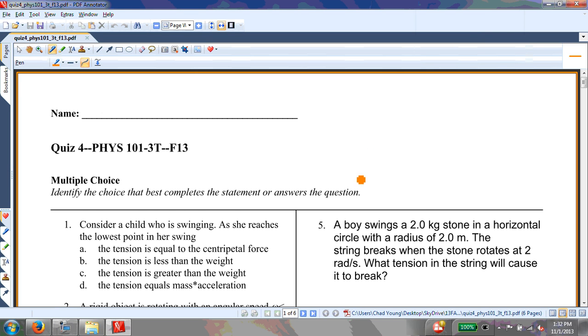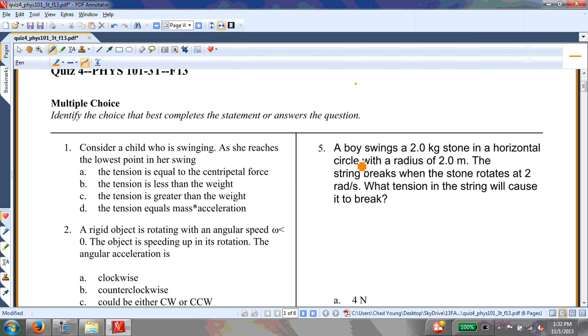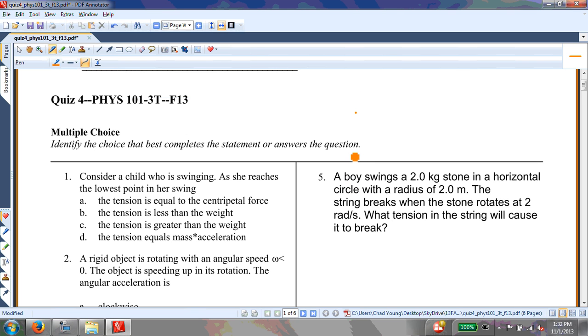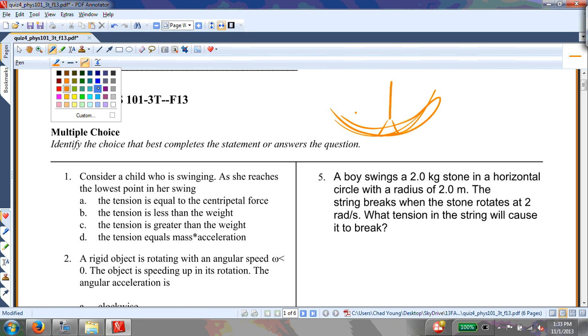All right, this is quiz number 4 for Physics 101, 3T, Fall 13. First, consider a child who is swinging as she reaches the lowest point in her swing. So I have this child, lowest point in her swing. She's going back and forth, back and forth. I want to know which of these describes the tension in the string.